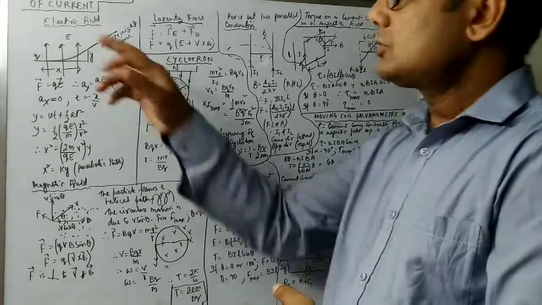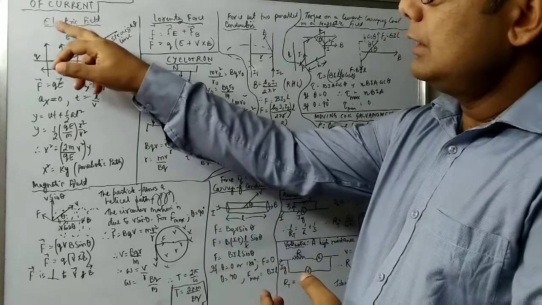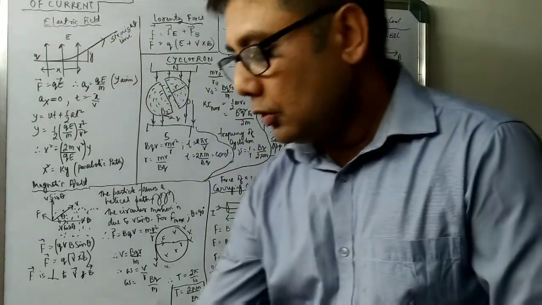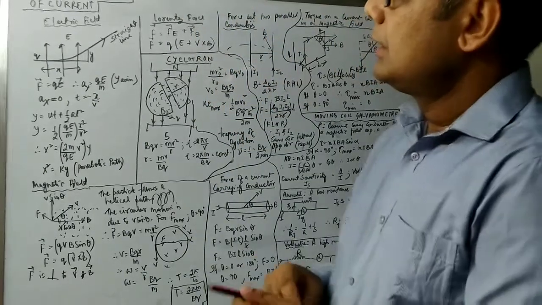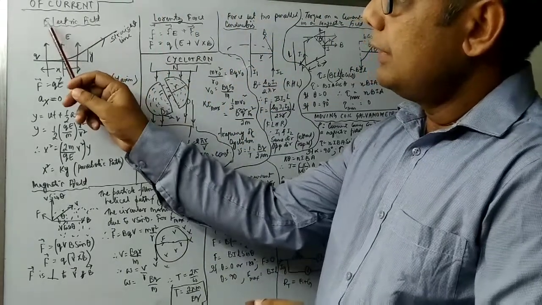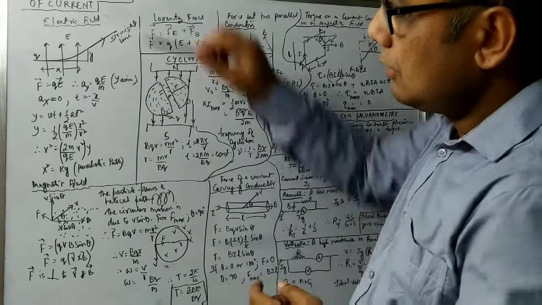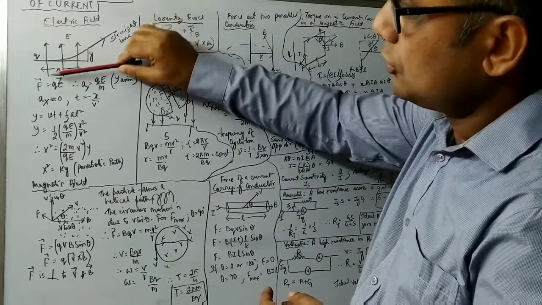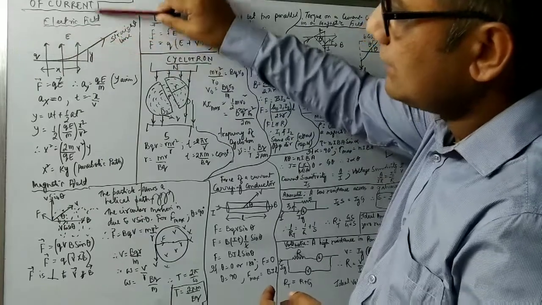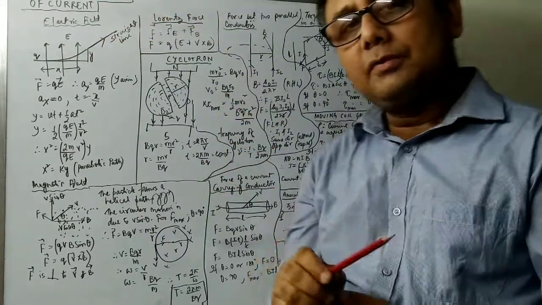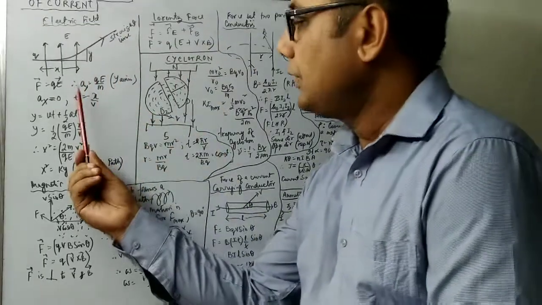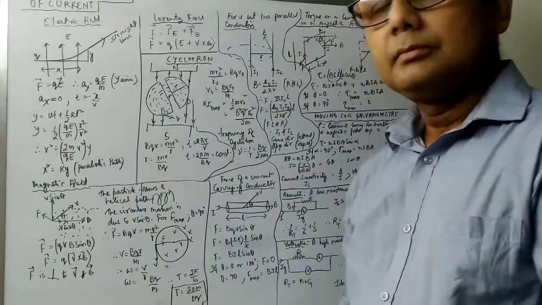The first topic is a charge moving through an electric field. Watch what I am teaching here. There is an electric field. Watch the direction of the electric field. The direction of the electric field is shown along the y-axis. That means the electric field moves like this.